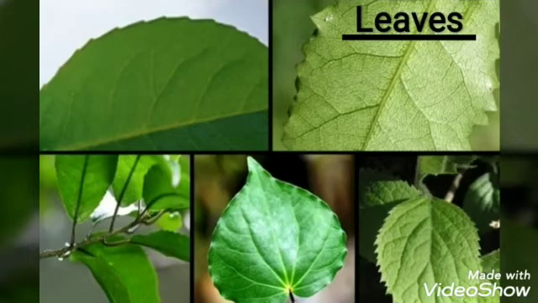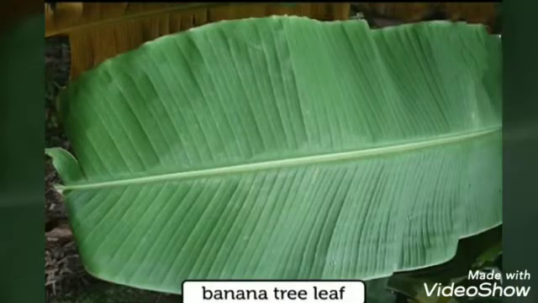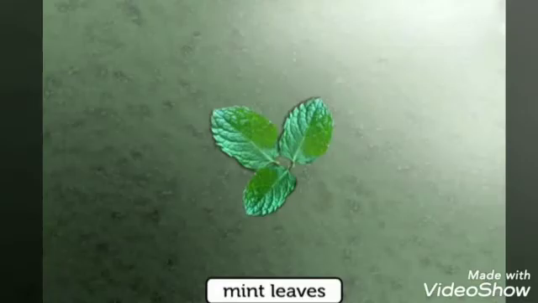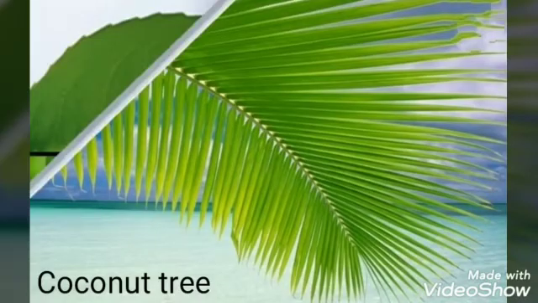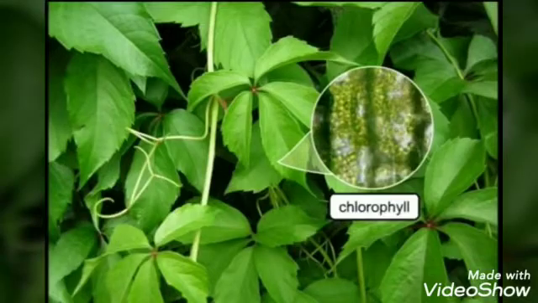Now, the next part of the plant is leaves. Leaves are the most important part of the plant. Different plants have leaves of different shapes and sizes. A banana tree has big leaves, while mint has small leaves, and a coconut tree has feather-like leaves. The leaves grow in different patterns to receive maximum sunlight.